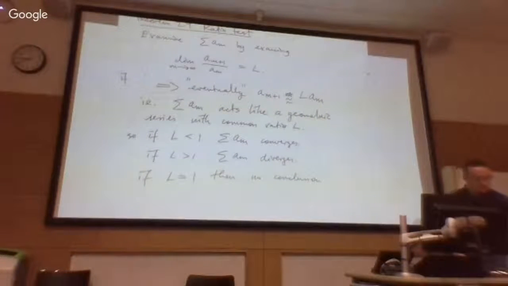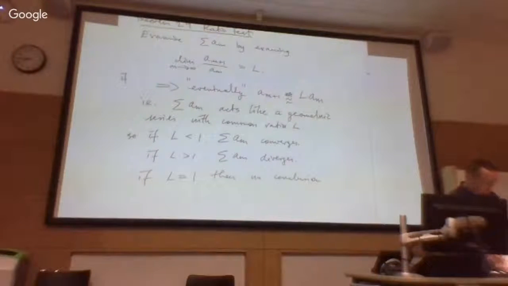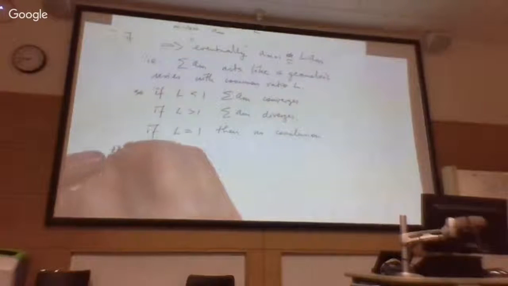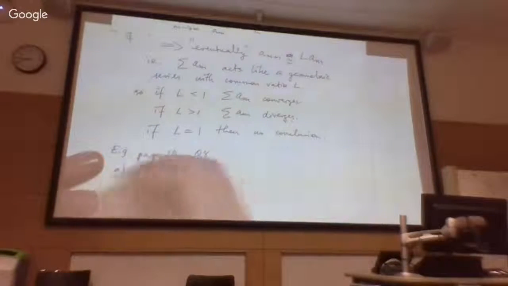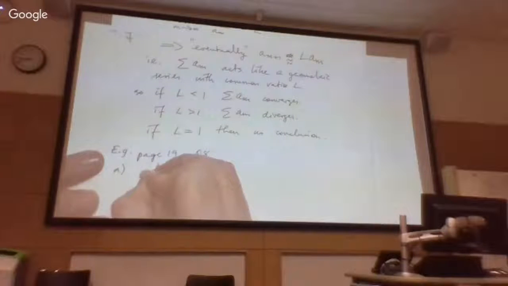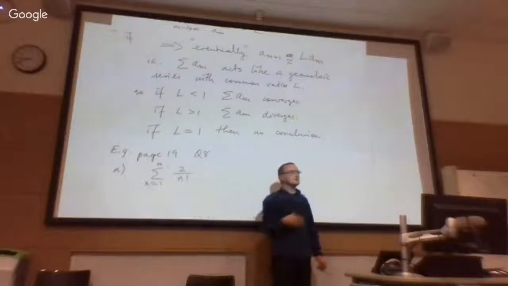Okay, so let's see some examples of these tests in action. We can turn to the end of chapter exercises and let's look at question 8 for starters. Page 19, question 8. Look at the sum of the terms 2 over n factorial as n goes from 1 to infinity.